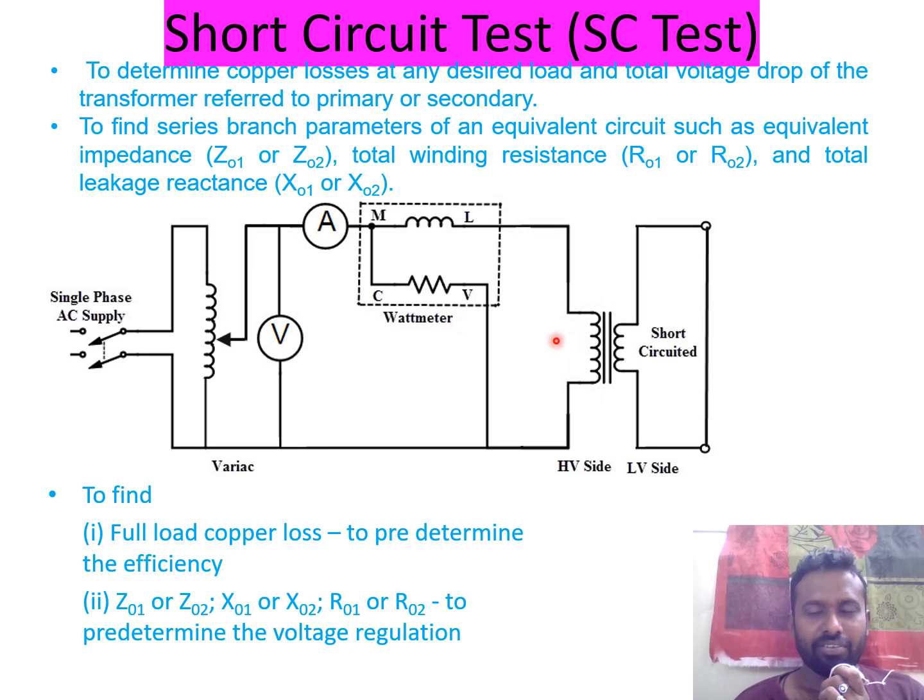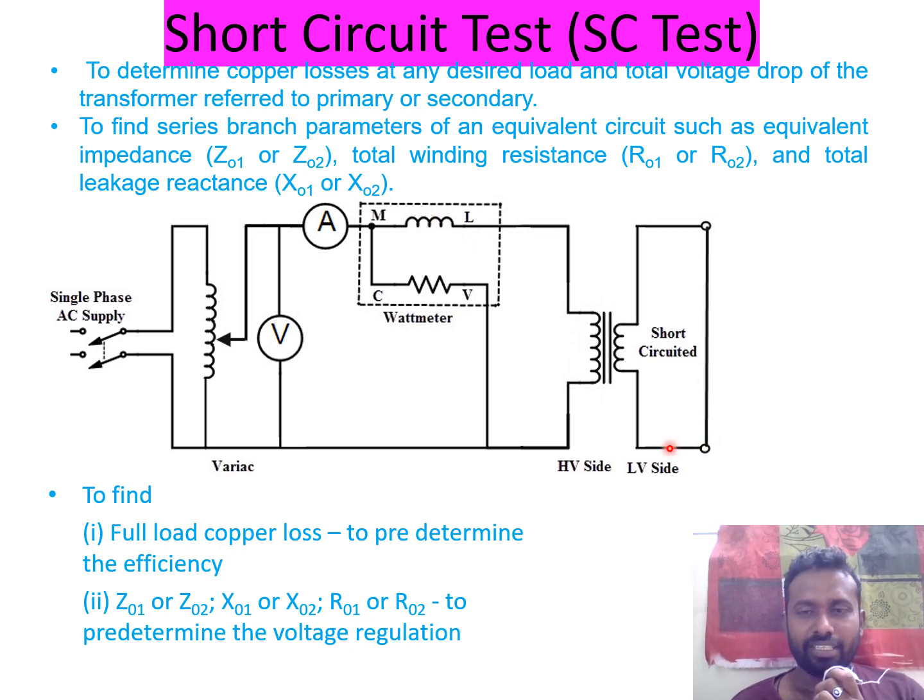In the same way that we have done previously, single phase supply is given to a variac, and from this you'll connect a voltmeter and an ammeter, and in series a current coil and a pressure coil in parallel. This combination is called the wattmeter, and you'll short circuit the LV side.